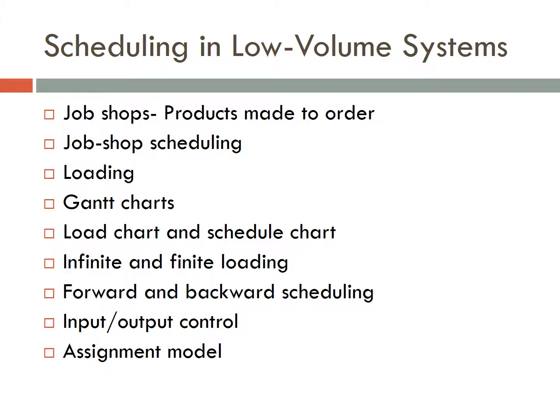Just like there are two different approaches for loading work centers, there are also two general approaches for scheduling. One is forward scheduling, which is scheduling ahead from a point in time, and the other is backward scheduling, where you schedule backwards from a due date. Not only do managers use Gantt charts, they also usually rely on input-output reports to manage the workflow. Input-output control is managing workflow and queues at work centers. Another approach that can be used to assign jobs to resources is the assignment model, which is a linear programming model for the optimal assignment of tasks and resources.